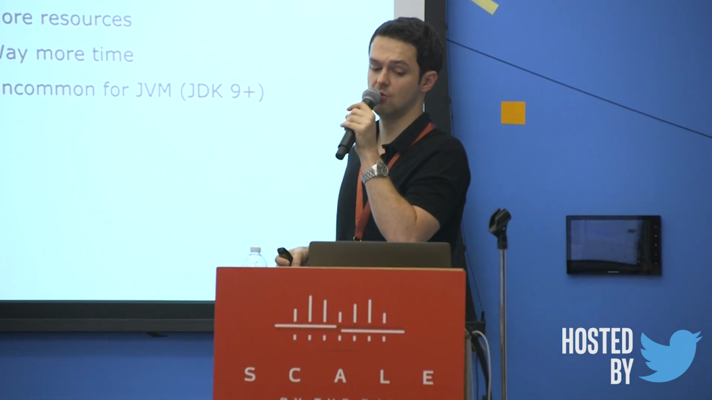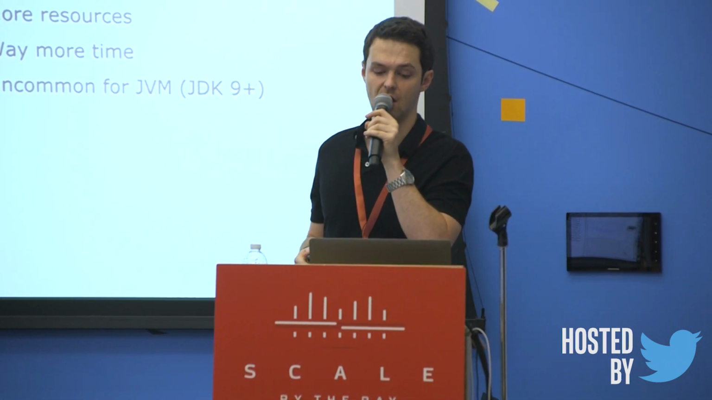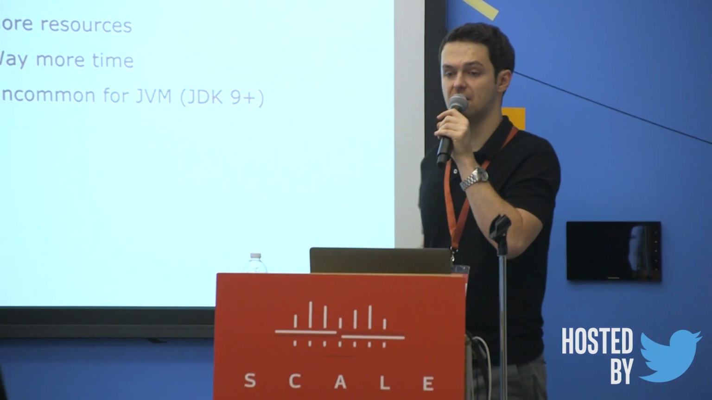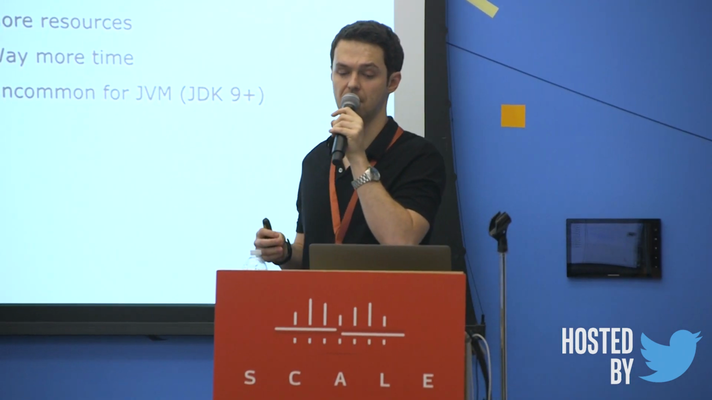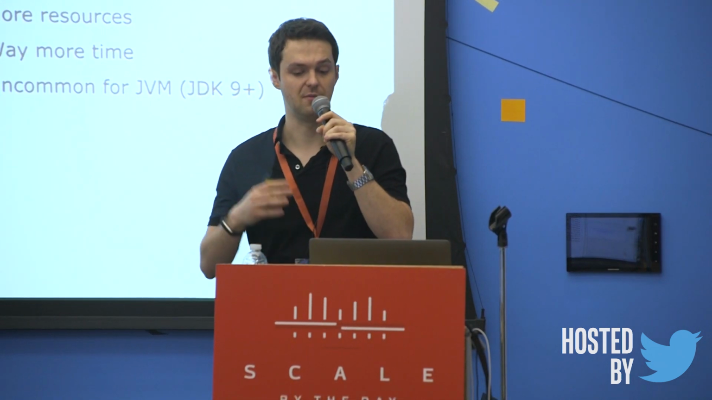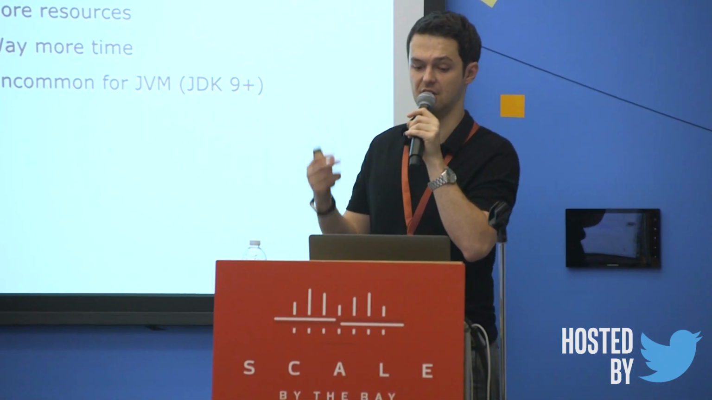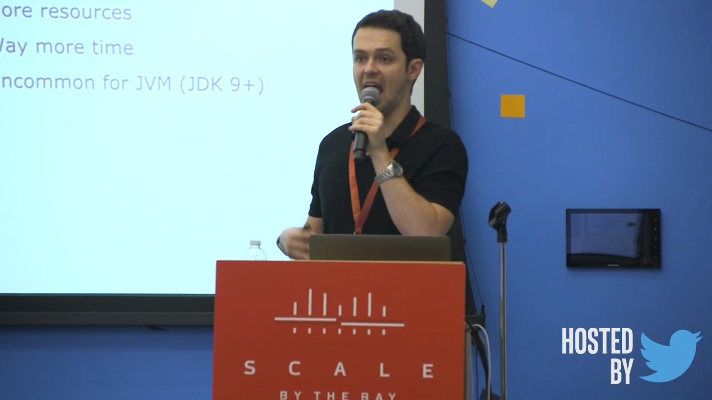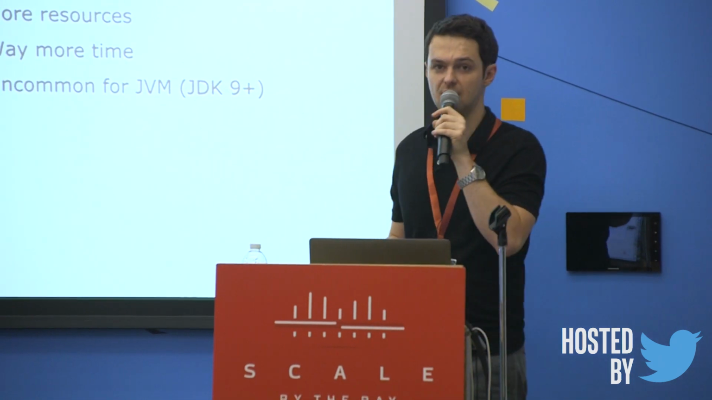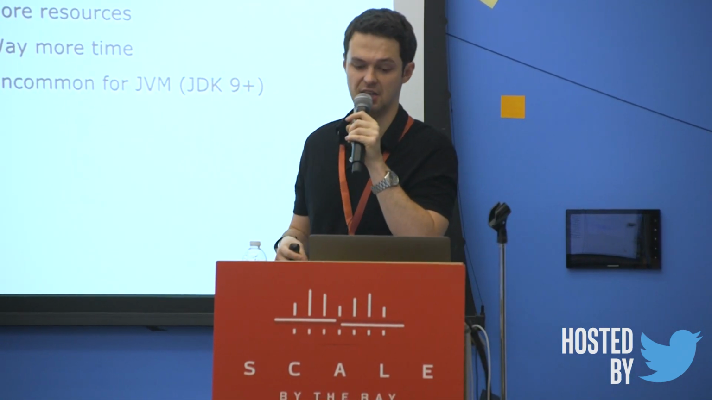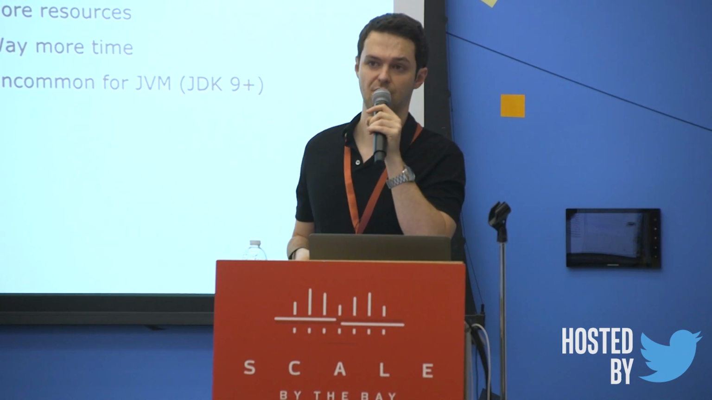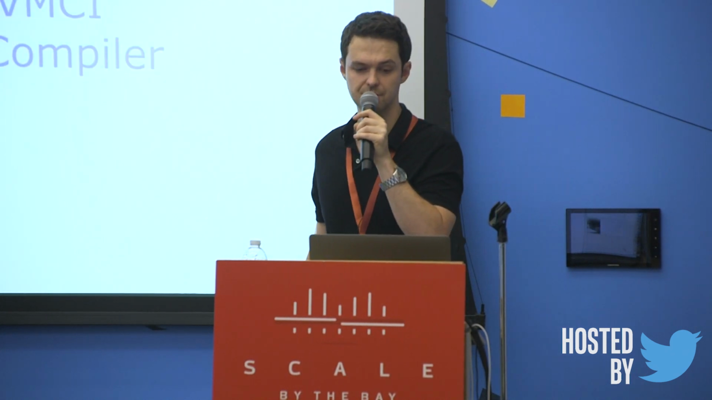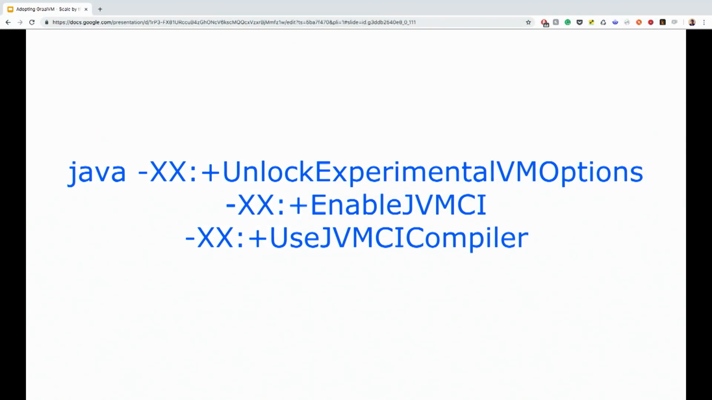On the other hand, we have ahead-of-time compilation. Basically, everything is compiled statically before the execution itself. Obviously, it has way more time and resources when doing it this way. This was not very common for the JVM. AOT using Graal, by the way, was added in JDK 9, I believe, but I don't think it was widely adopted. So if you want to use Graal as a JIT compiler, you need to run your binaries with these flags, of course.